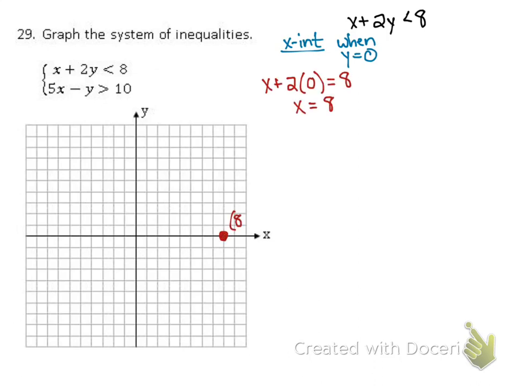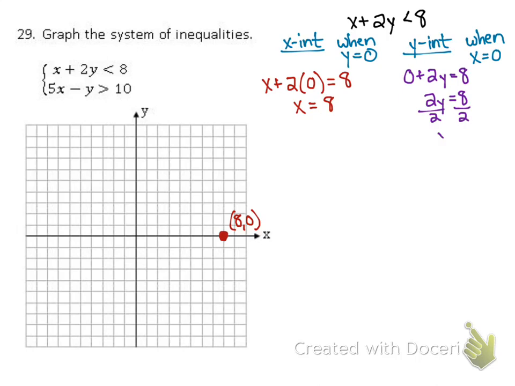I'll find the x-intercept first by letting y equal 0. When I plug in 0 for y, I end up with x is equal to 8. And so that gives me my x-intercept. Now I'm going to find the y-intercept by putting in 0 for x. That gives me the simplified equation of 2y is equal to 8. Divide both sides by 2, and that gives me y is equal to 4. So positive 4 is my y-axis intercept.